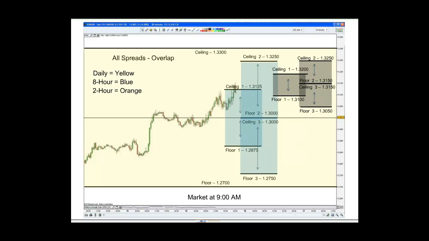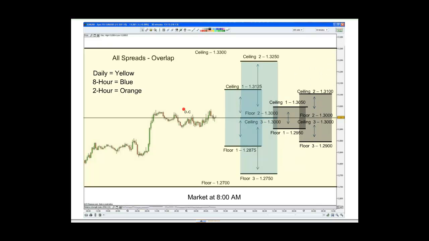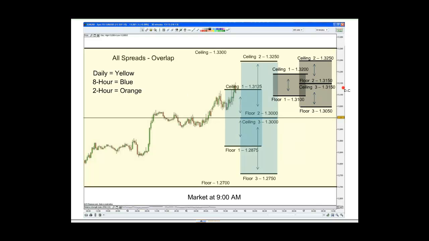Oh yeah, one thing I do want to mention, as the market's moving throughout the day, so let's say this is a market. We've got the market right here. This is the Euro USD at 130. Market at 8 a.m., we've got all of these spreads, so various time frames. As the market moves, we continue to publish additional spreads on the market. So you'll typically always have a common floor and ceiling to trade from.